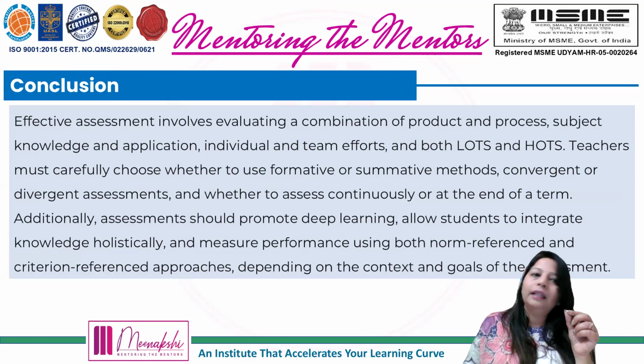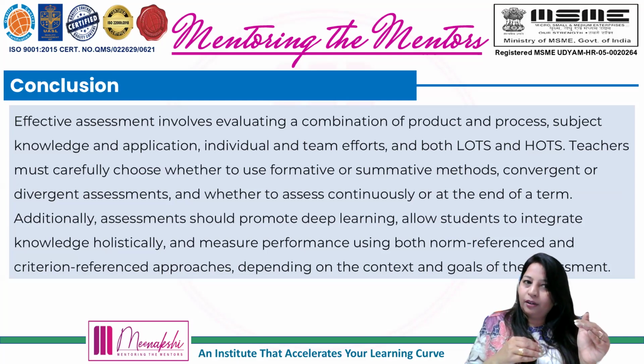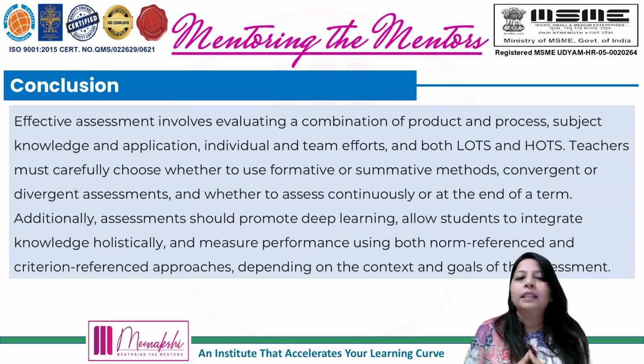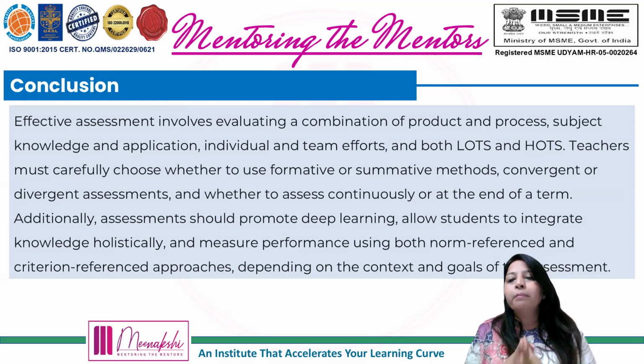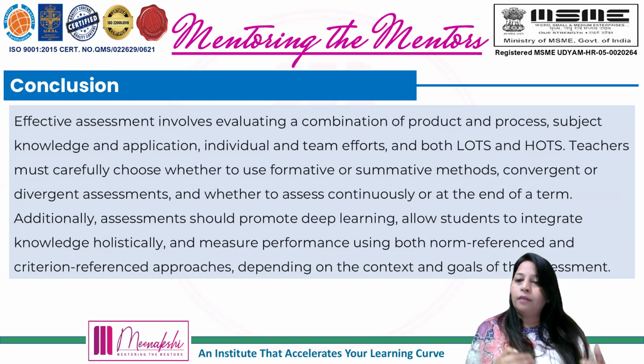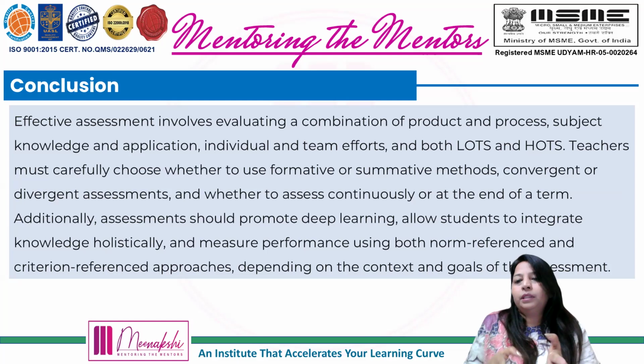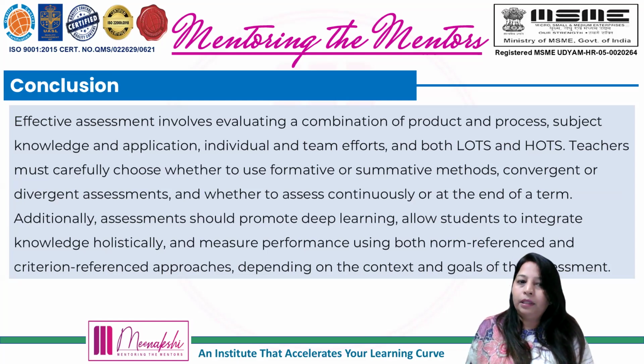And the last but not the least, we should understand these kinds of points to be taken care of. If I sum it up, effective assessment involves evaluating the combination of the product and the process, knowledge and application, individual and team efforts, lower order thinking skills as well as higher order thinking skills. So as teachers, we must carefully choose whether to use formative assessment or summative assessment. Are we focusing on convergent or divergent assessment? Whether we should assess the student continuously or only at a certain period, maybe a unit test, half yearly, or maybe the annual examination.